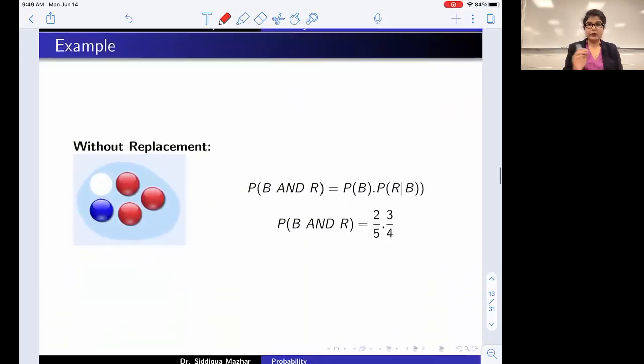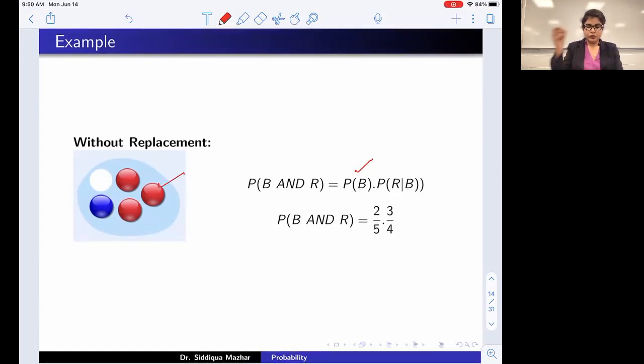But if I'm doing it without replacement, what will happen? I'm looking for the probability of finding a blue marble in the first experiment, and then the probability of a red marble. So you use the formula again: the probability of finding a blue marble multiplied by the probability of finding a red marble given that the blue marble has already happened. In the first experiment, if you take 1 blue ball, how many balls are left? 4. So the probability of a blue marble will be 2/5.